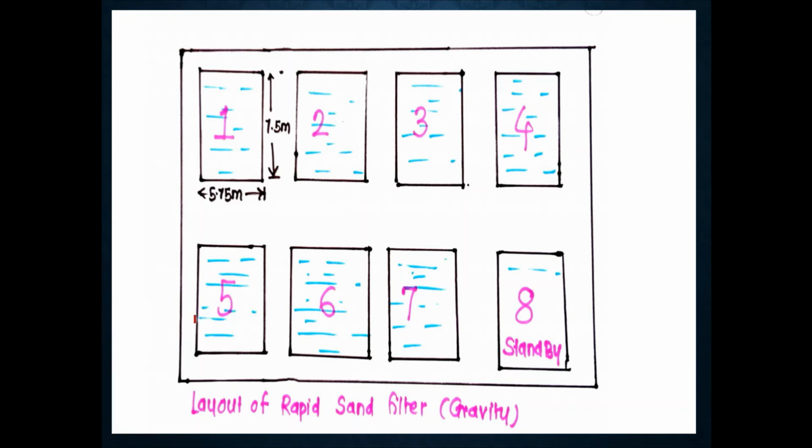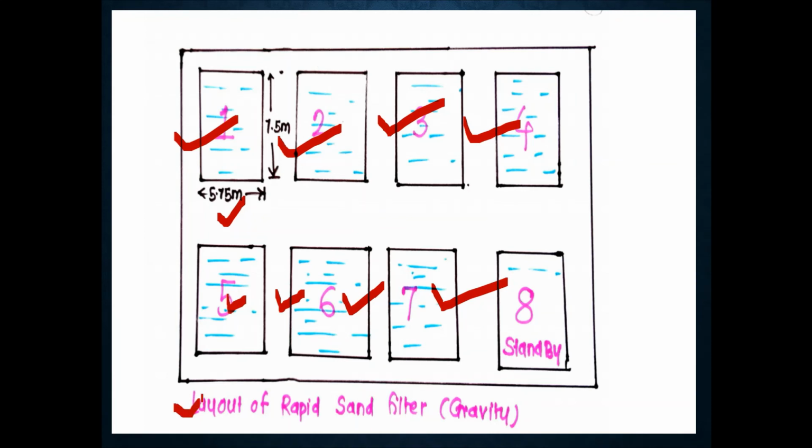How many filter units have we provided? Total 8 filter units. Here we are able to observe the length is 7.5 and the width is 5.75 meters, which we have calculated. And this is filter unit number 1, 2, 3, 4, 5, 6, 7 and 8. The 8th filter unit is on standby mode. This is nothing but your final answer.